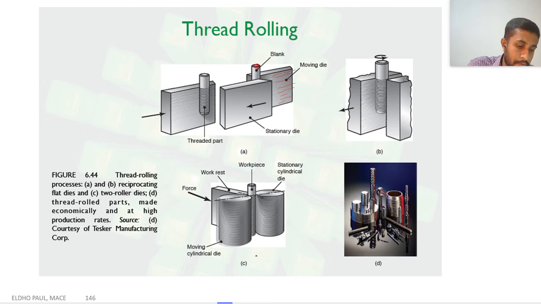Another type of gear rolling is the rotating one. We have already seen that in the video. In this case, the two dies, the stationary die and the moving die, are rotating, and when we keep a workpiece in the gap between the two rotating dies, we get an impression and pressing on the workpiece, and we can produce the threads on the workpiece. So this is the thread rolling process.